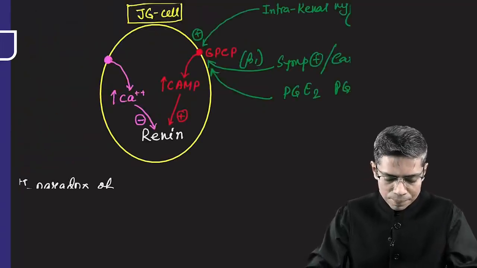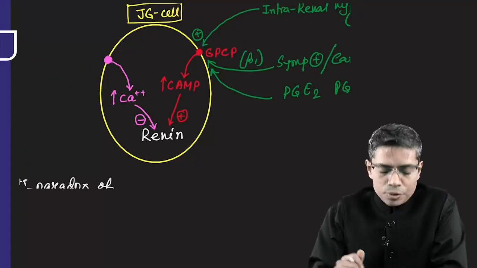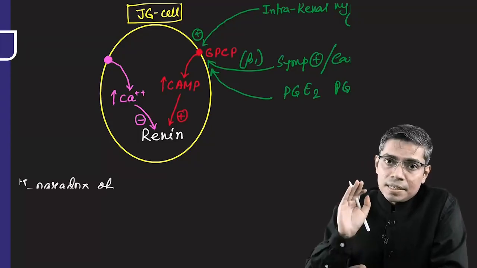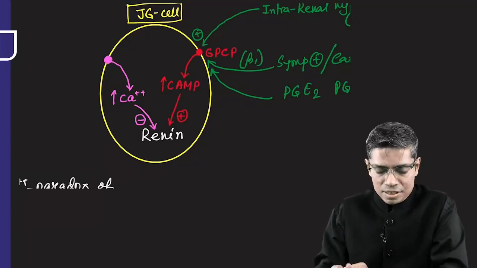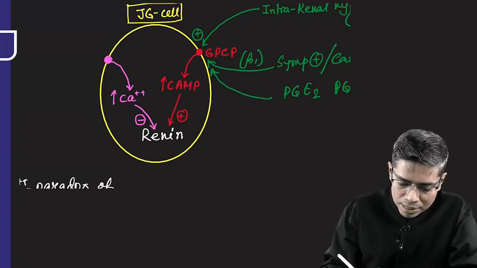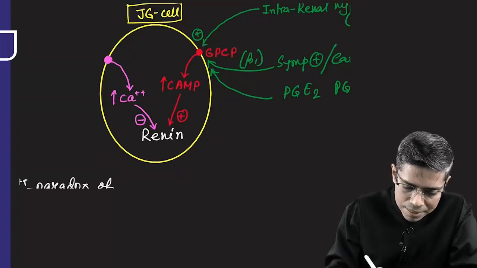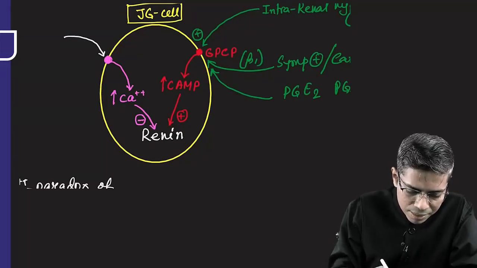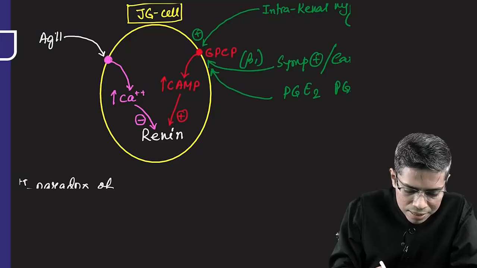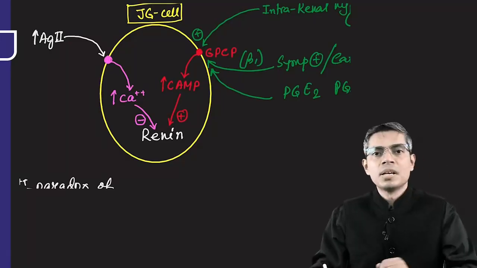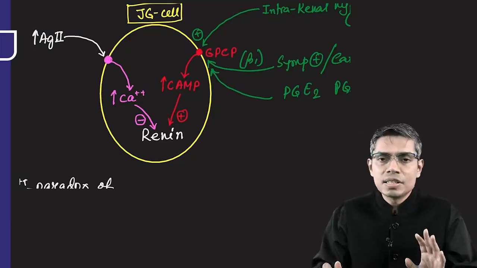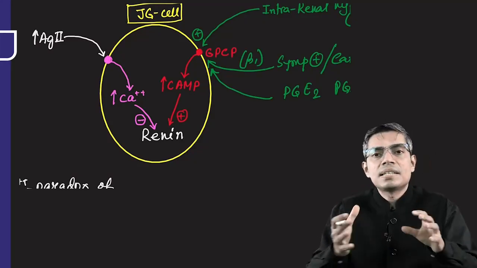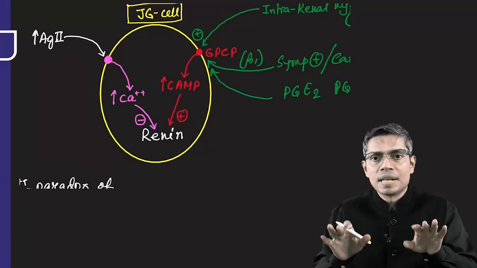So now you look at the other one. By this GPCR receptor, which is increasing calcium, if someone is stimulating that GPCR receptor, then the renin secretion will be inhibited, decreased renin secretion. What is the stimulus? The important one that I have to remember here is increase in angiotensin 2. Right, very important. So whenever there is increased angiotensin 2 level in your blood, that will cause increased calcium inside the JG cell, and that will inhibit renin secretion.